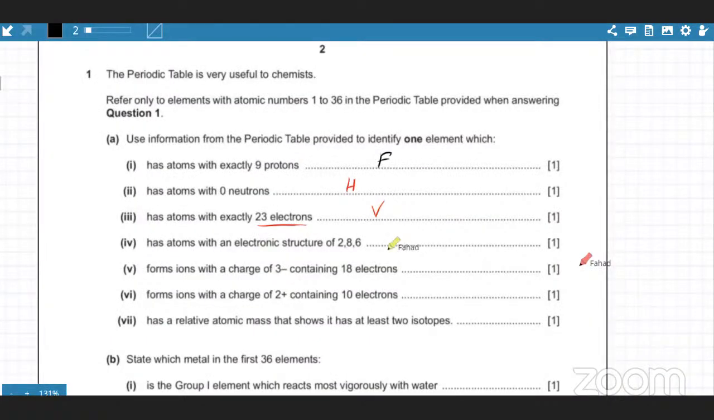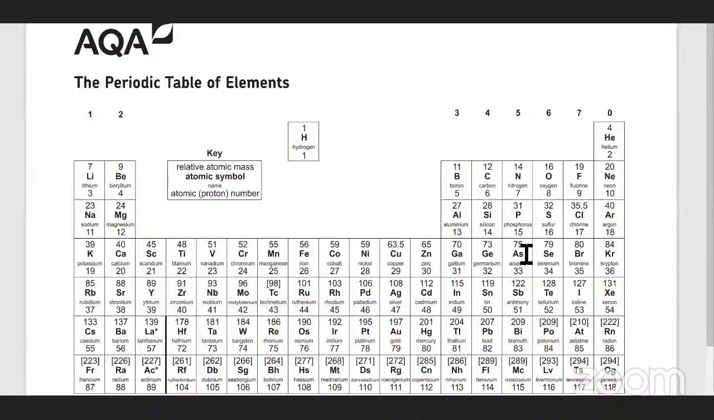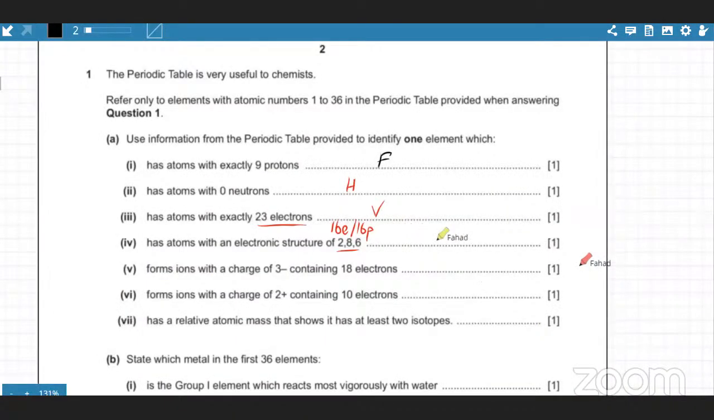The next one has atoms with electronic structure 2.8.6. So I'll just add up the electrons. If I add up the electrons, it's 2 plus 8 plus 6, 16 electrons in total, which means that if it's an atom, it's going to have exactly 16 protons as well. So I need to look for an atom that has 16 protons. Open your periodic table again, 16 protons. It's this one over here. Sulfur. Sulfur has a total of 16 protons. So this one is sulfur.